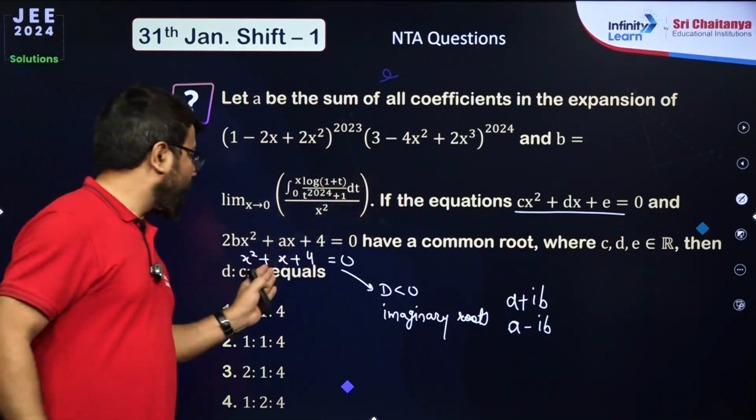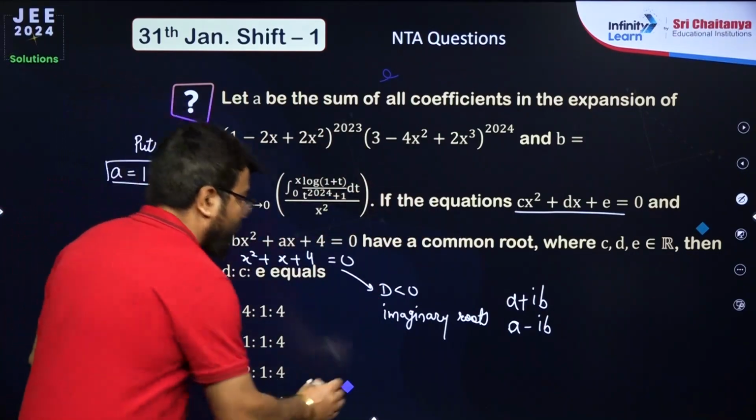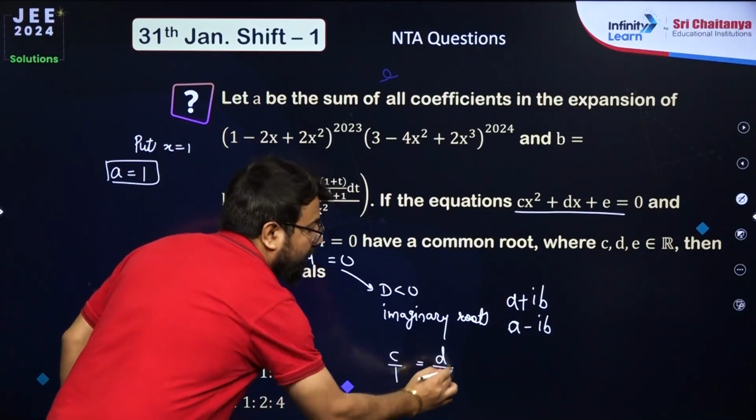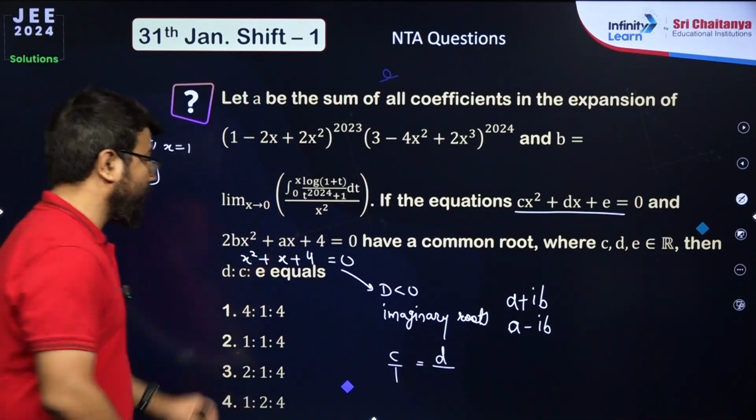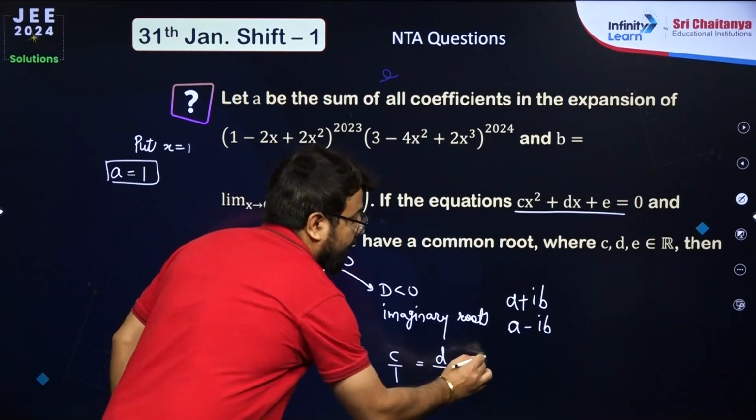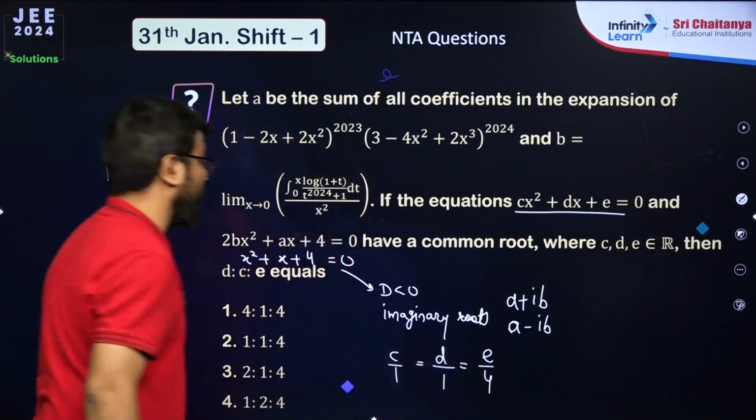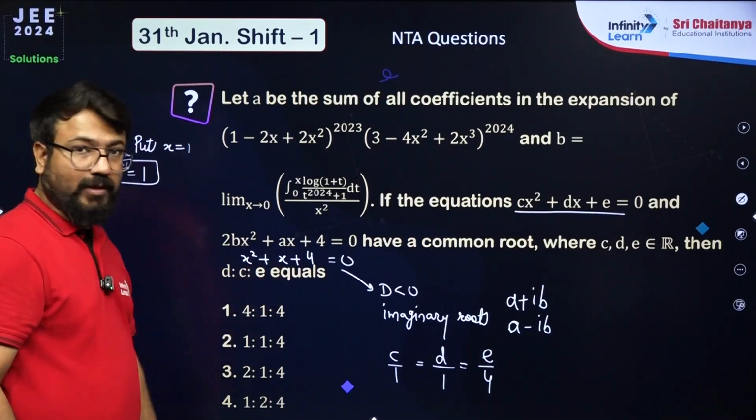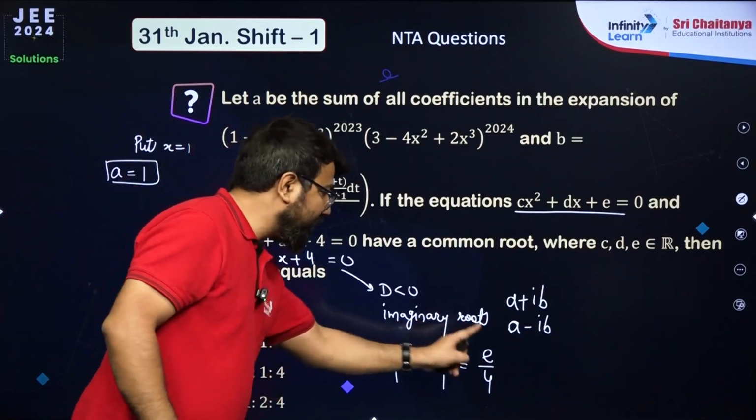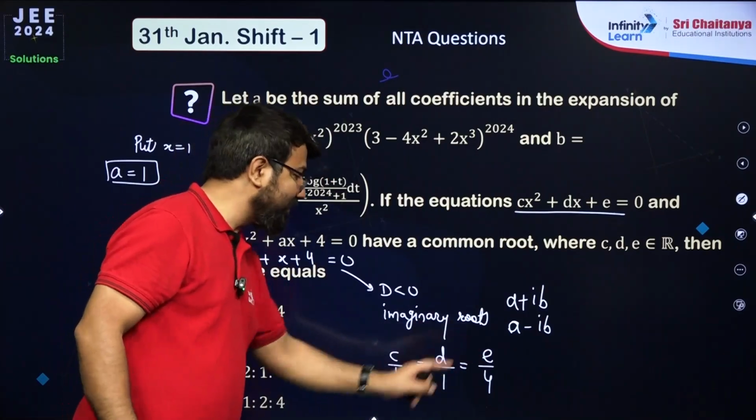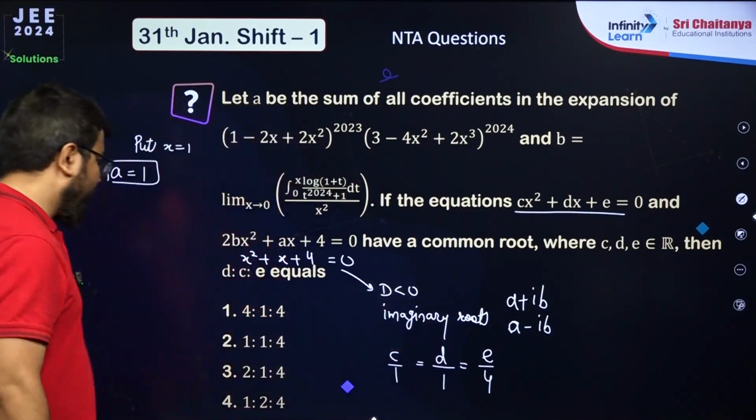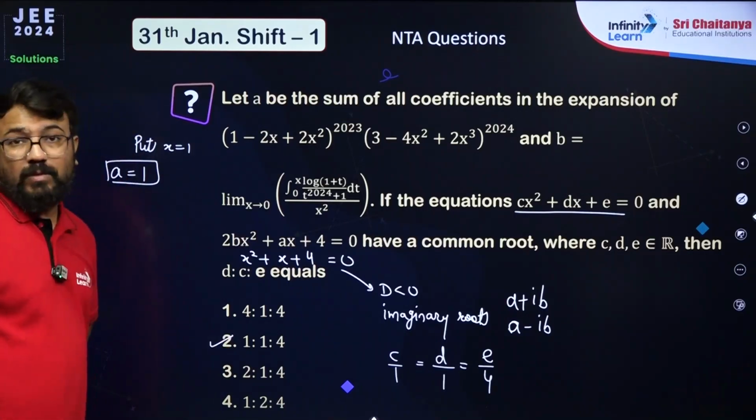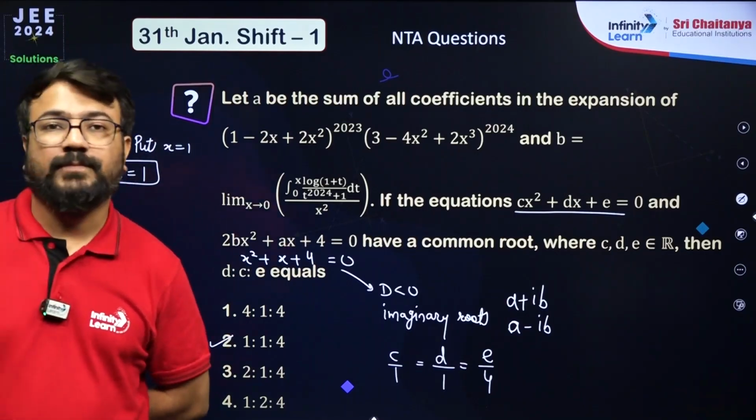And if these two equations become identical, I can just make the ratio of their coefficients: c upon 1, d over 1, and here e will be divided by 4. So they ask d is to c is to e will be what? D is to c is to e will be 1 is to 1 is to 4. So 1:1:4 is given to us in option 2. That is why option 2 will be the final answer.